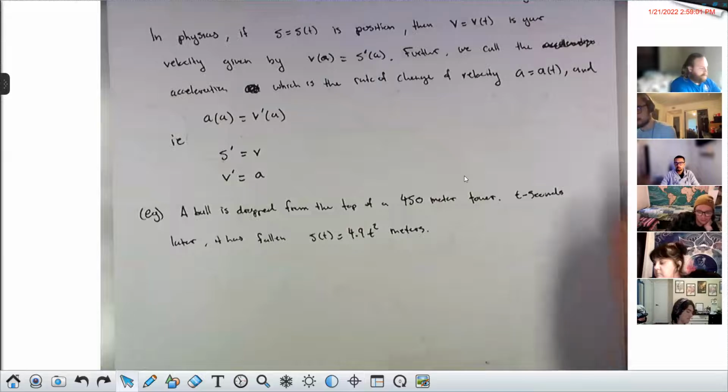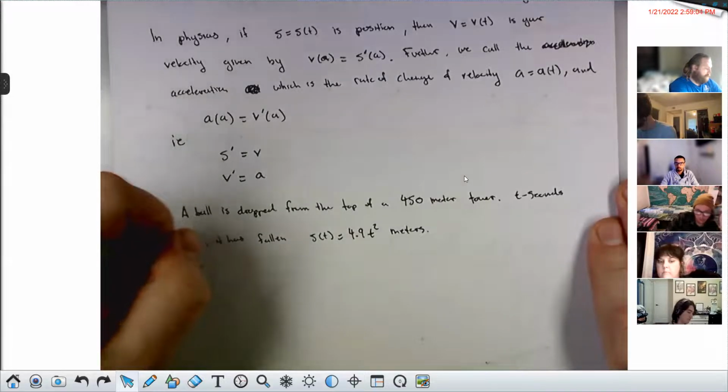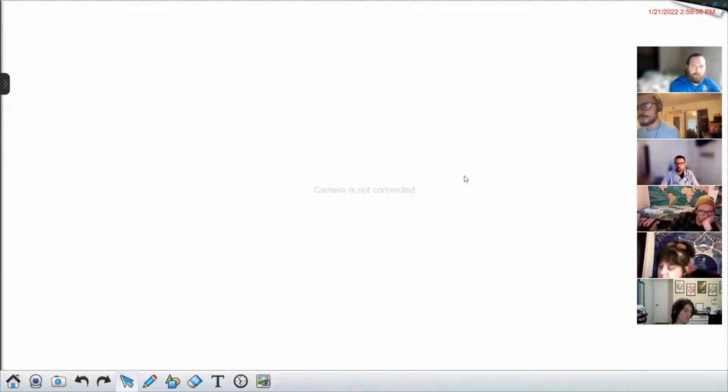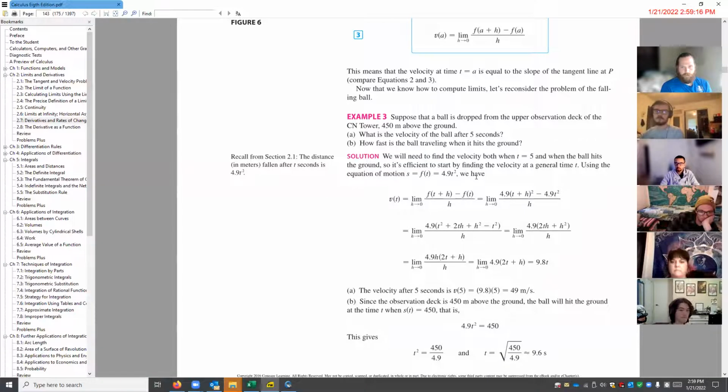We want to find the speed. Oh, sorry, my document camera just decided to turn itself off. We want to find the speed. I'll just come back over here. Ignore that. Find the velocity at the moment 5 seconds after the thing is dropped. So find the speed 5 seconds after the ball is dropped. And we also want to find how fast the ball is going when it hits the ground. Those are our two tasks.